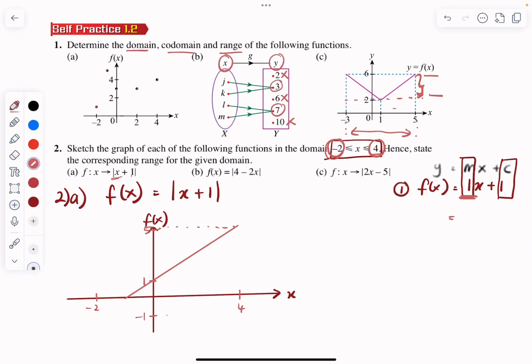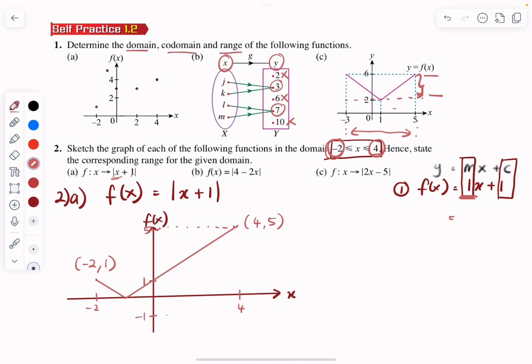Okay, this one's like this. So it will flip up here. Okay, so this one, initially it was -1. When you flip it, it will become +1. Okay, so this coordinate here is -2, 1. This coordinate here is 4 and 5.